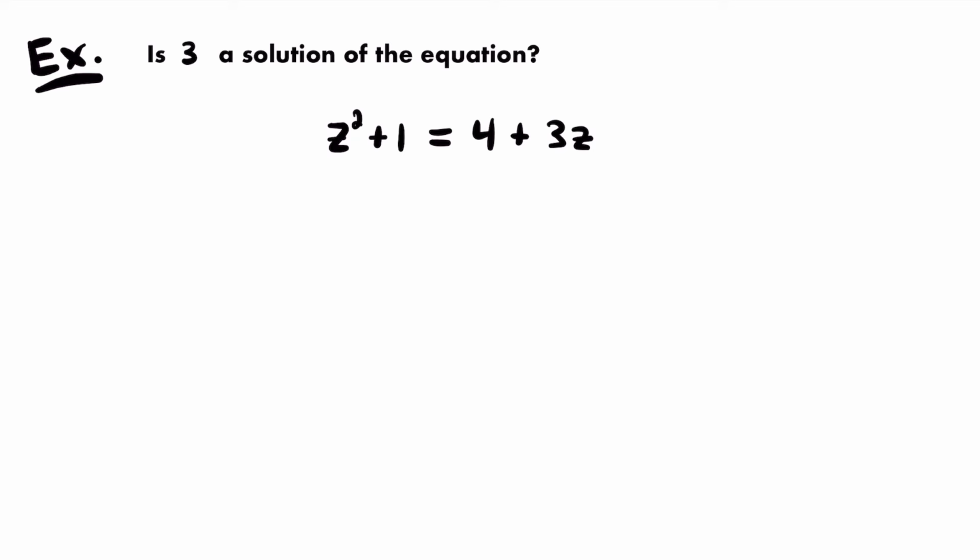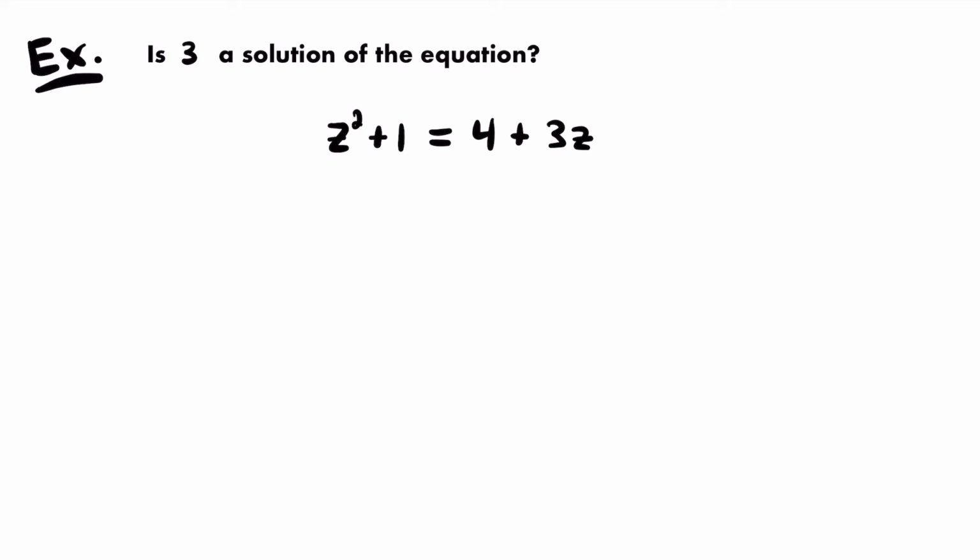We're not just comparing a variable expression to some constant value. We are going to have to simplify both sides and see if they give the same result if z is equal to 3. We're going to check to see if 3 is a solution of this equation, so you want to replace all the variables of z with 3.